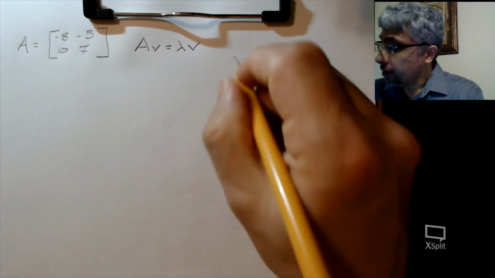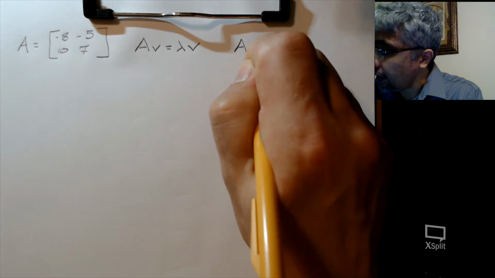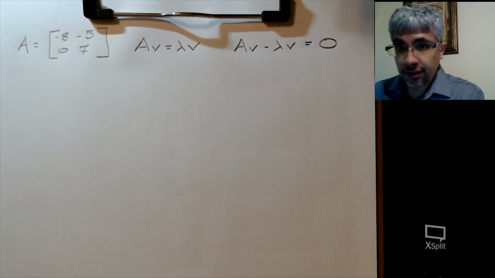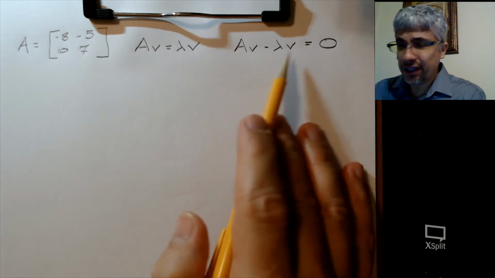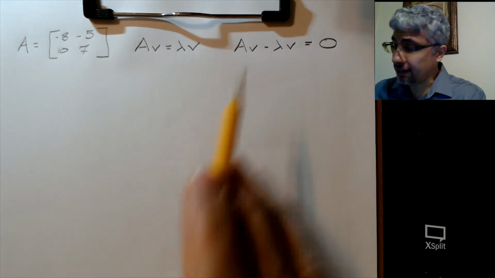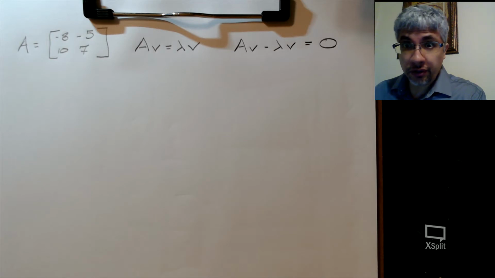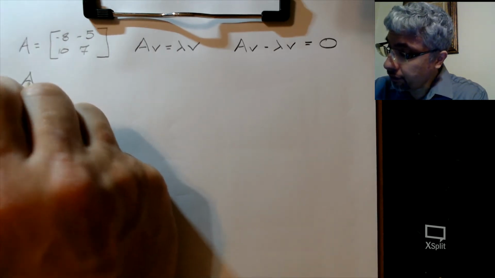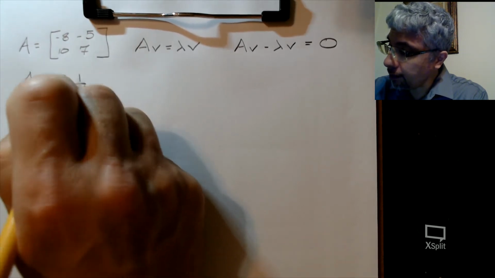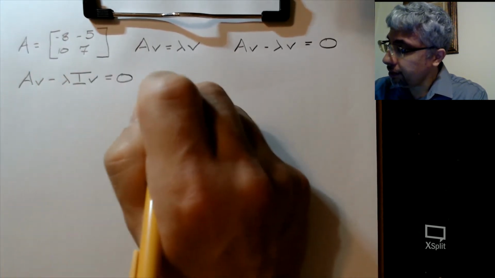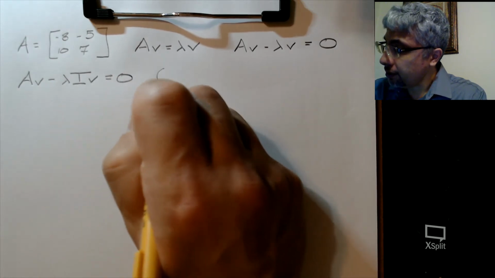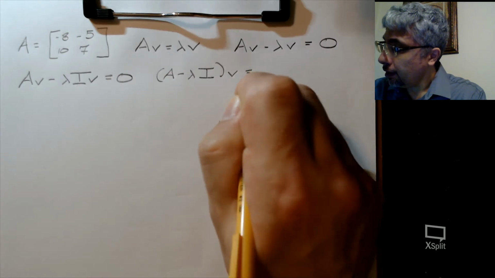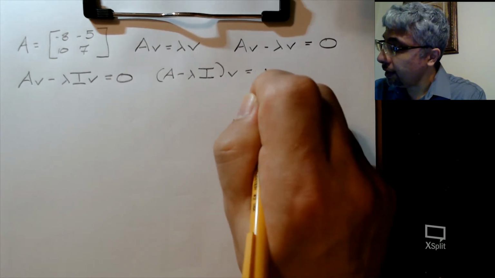So of course, we could rewrite this as Av minus lambda v equals 0, but we can't pull out a v because this is a matrix and this is a constant. However, I do know that the identity matrix times any vector is that vector itself. So Av minus lambda I v equals 0. Now I can rewrite this using the distributive law with matrices.